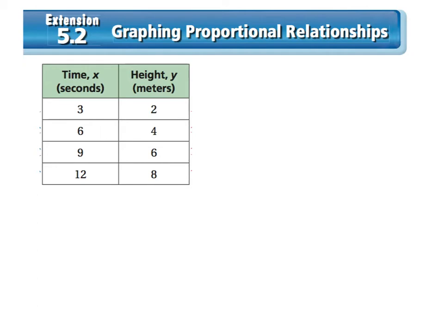So what do you notice is happening to your x values from 3 to 6? From 6 to 9. And from 9 to 12. Well, each time you're adding by 3. So what's happening from 2 to 4? From 4 to 6. From 6 to 8. Well, it's going up by 2.